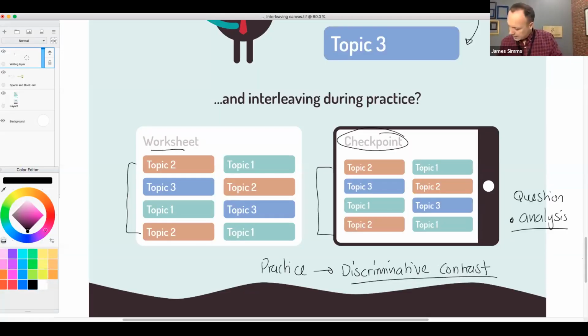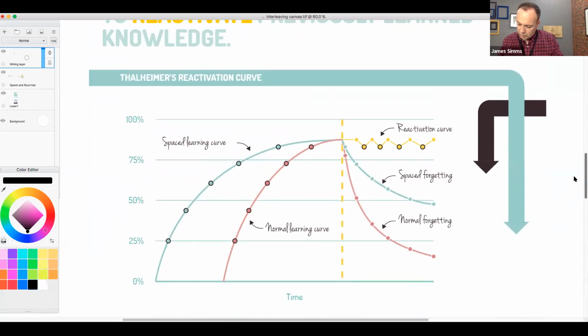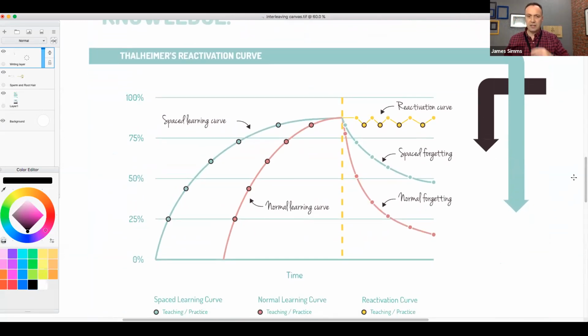Now then, let me go back to Sketchbook just for one second. So last sort of thing from me, guys. Now, this in many ways is a reminder. This is Thalheimer's reactivation curve. So Thalheimer, amongst other things, showed two notions that I think are really relevant to this conversation.